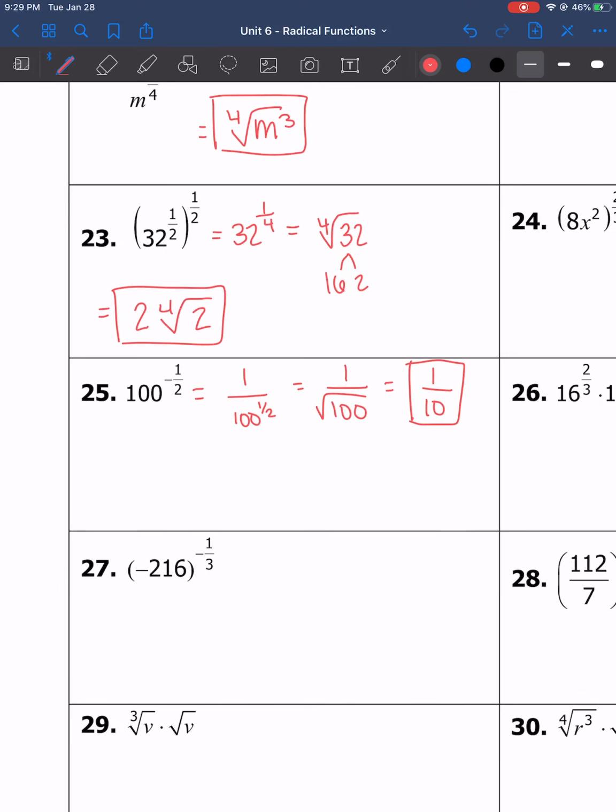Alright. So then I have negative 216 to the negative 1/3 power. So I'm going to, once again, like I did with 25, drop that negative 216 to the negative 1/3 power to the denominator. And then 1/3 power means I'm going to take the cubed root of negative 216, and it's over 1. And the cubed root of negative 216 is negative 6, so I get negative 1/6.